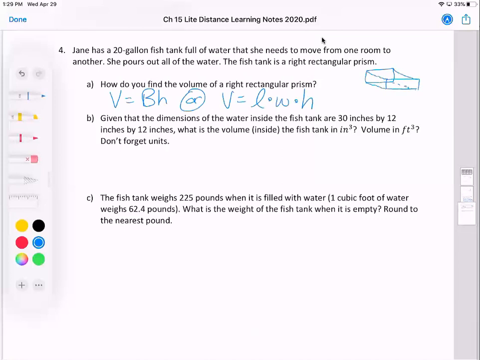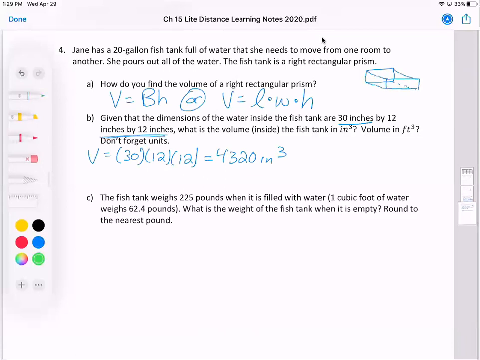Or you could just do the volume as length times width times height, where cursive L there is just a length. Part B, given the dimensions of water inside the tank are 30 inches by 12 inches by 12 inches, what is the volume inside the fish tank in cubic inches? So the volume would just be multiply those, 30 times 12 times 12. And when we do that, we get cubic inches. 30 times 12 times 12 is 4320 cubic inches.